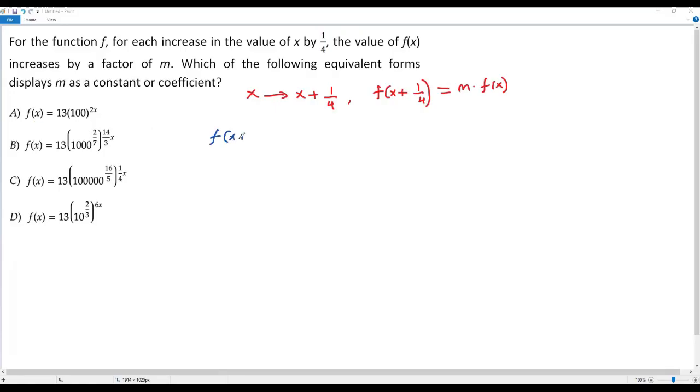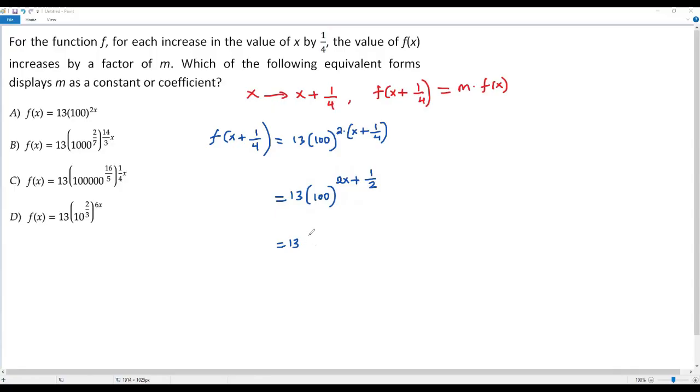Then I'm getting f of x plus 1/4 equals 13 times 100 raised to the power of 2 times, and for this x also, we have to plug in x plus 1/4. Let me do it. 13 times 100 raised to the power of, now we can distribute this 2 to x and 1/4, then I'm getting 2x plus 2 times 1/4, which is 1/2. Here, two values are added at the exponent. Whenever two values are added at the exponent, we can take the base separately for each value and multiply the results. This is actually the reverse of the product rule in exponents.